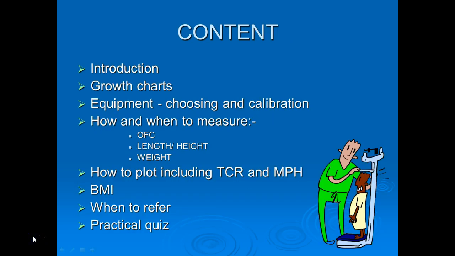The format to the content is as follows: an introduction, something around growth charts, choosing the right equipment and how to calibrate it, and then how and when to measure occipitofrontal circumference, length and height, and weight. How to plot these measurements, including target centile ranges and mid-parental heights, looking at body mass index, and again, as said on the previous slide, knowing when to refer with a practical quiz at the end for you to test your knowledge.